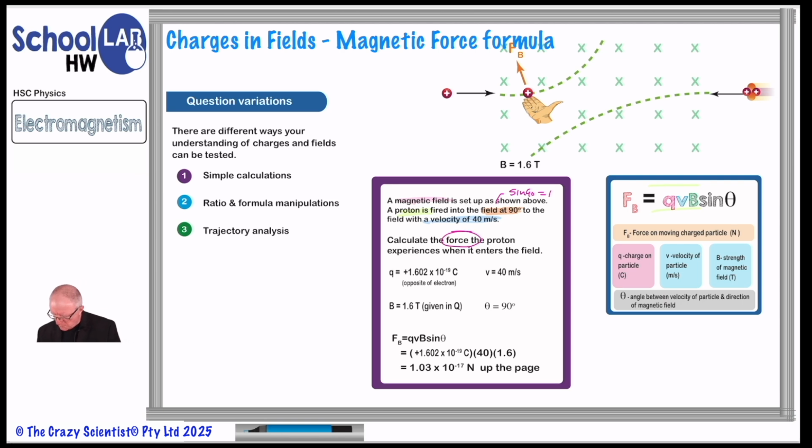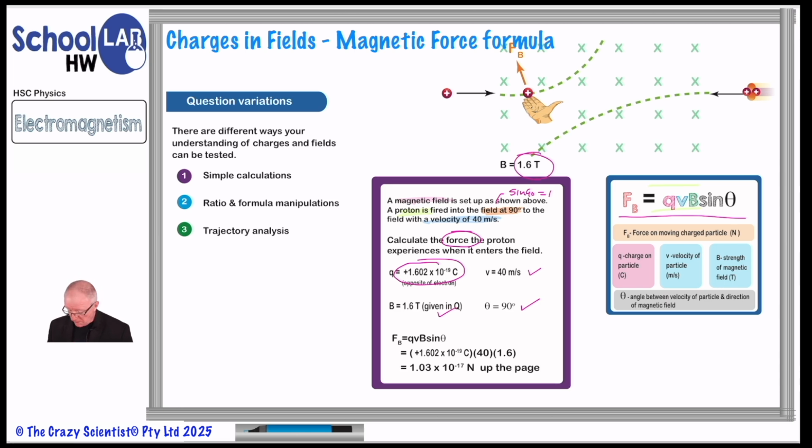So straight away you would be thinking about this equation here, and you would start writing out your variables. And so we've got our proton. So then you go to the back of the data sheet and you get the charge, okay? And it's just the opposite of the charge on the electron. We know the velocity, we know the angle, and we know the magnetic field strength because it's given.